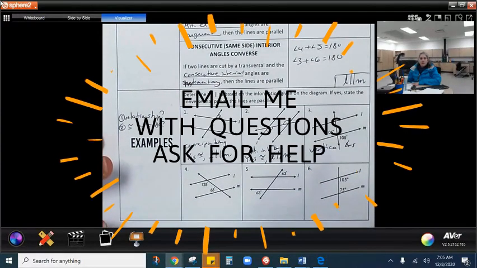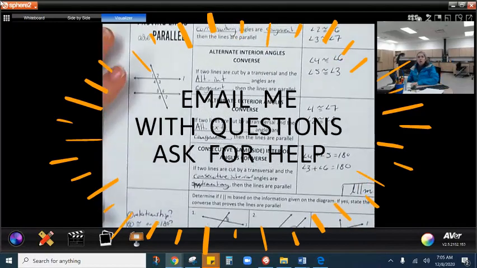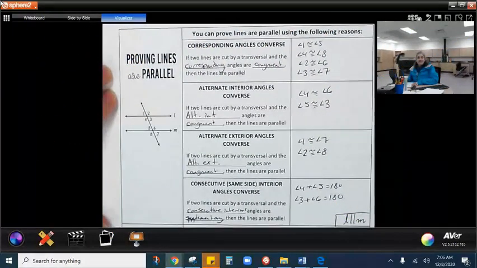Wait a minute. We didn't talk about them up there, right? There is no vertical angle converse. That's because vertical angles are always congruent. Doesn't matter if the lines are parallel or not.